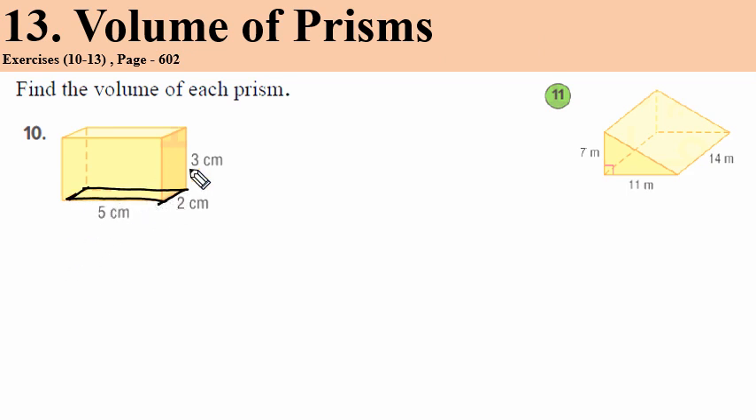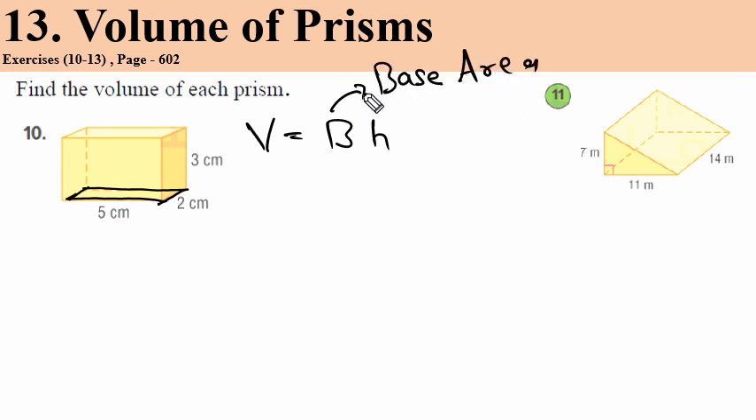Okay, so first of all the volume formula is V equals base multiply height, where capital B is for base area. Okay, I'm talking about base area. And V stands for volume and H stands for height.